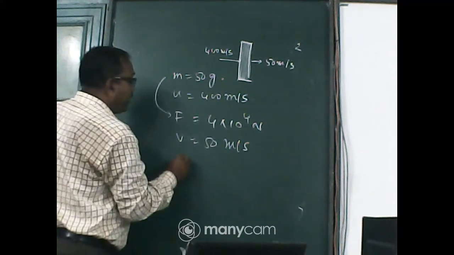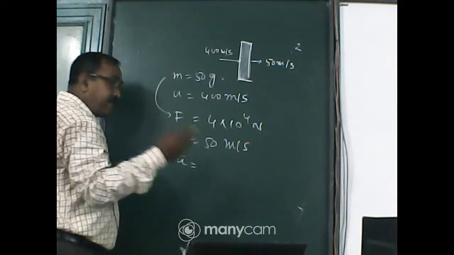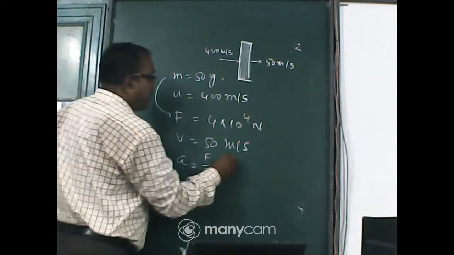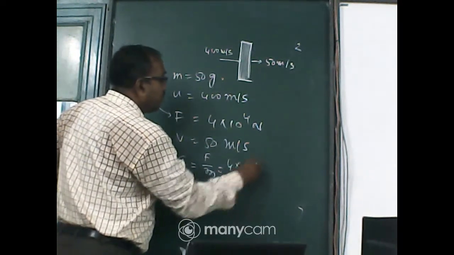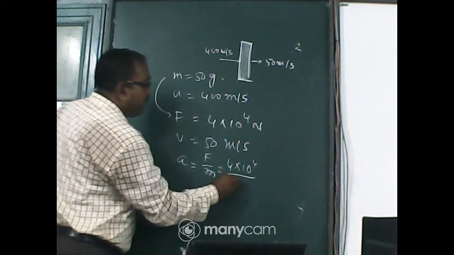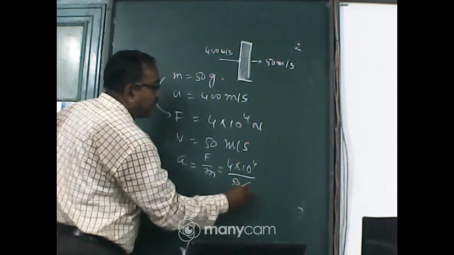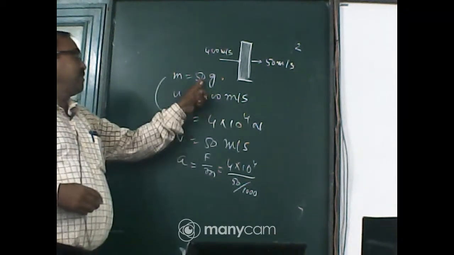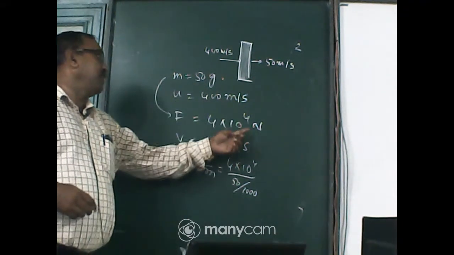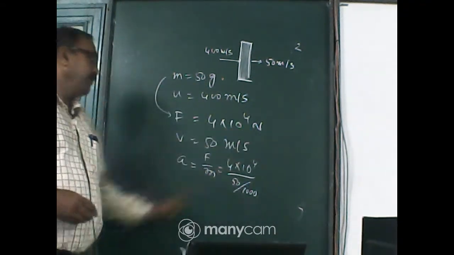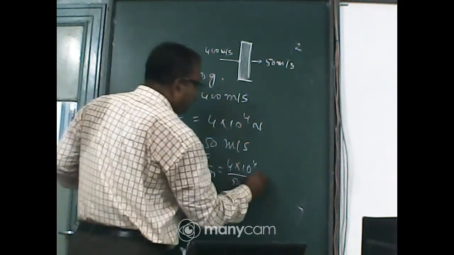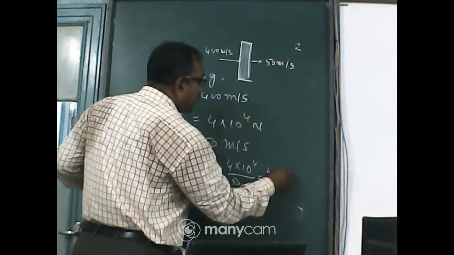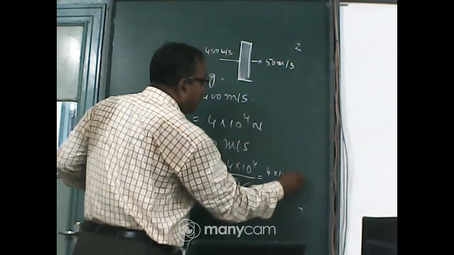So what will be the acceleration? Acceleration equal to force by mass. What is the value of force? What is the value of mass? 50 by 1000. Why do we write 50 by 1000? Because this is in gram, you change it into kilogram because it is the Newton unit. 10 to the power 3. 4 into 10 to the power 4 into 10 to the power 3.